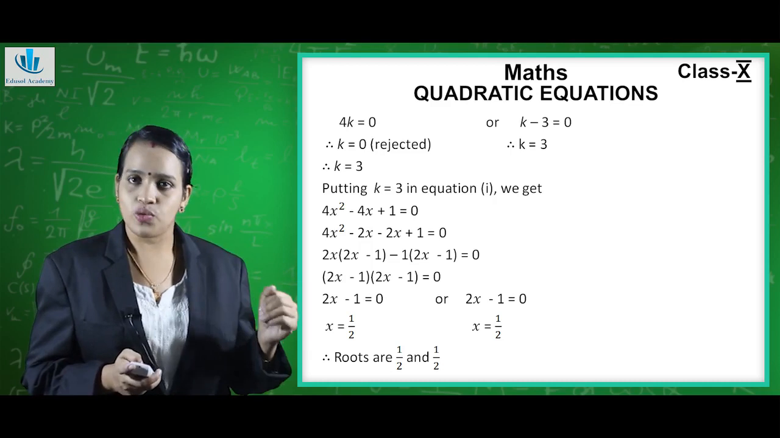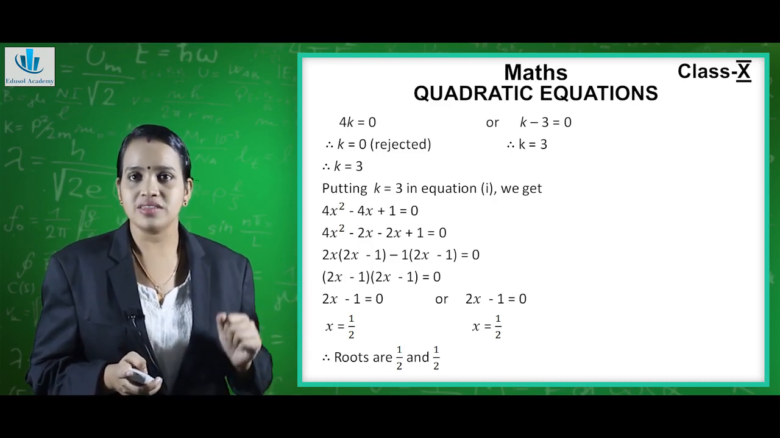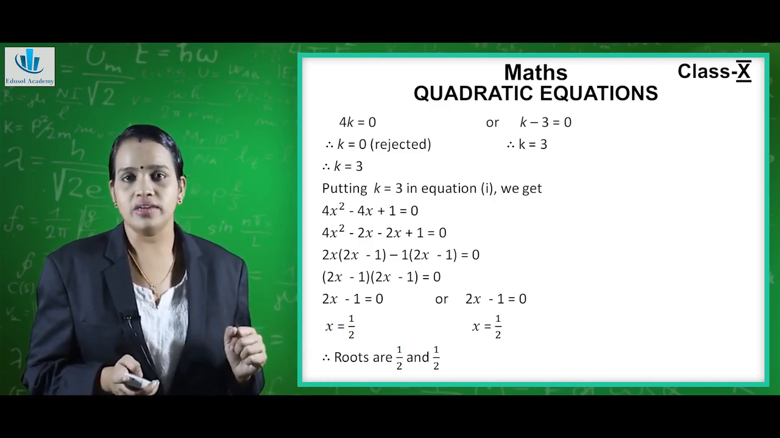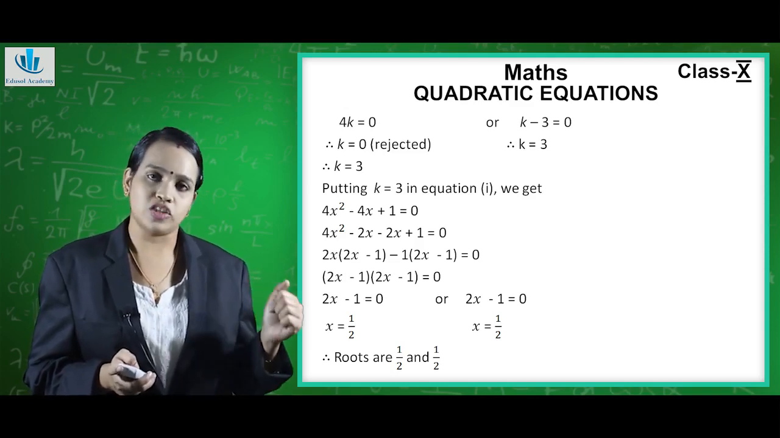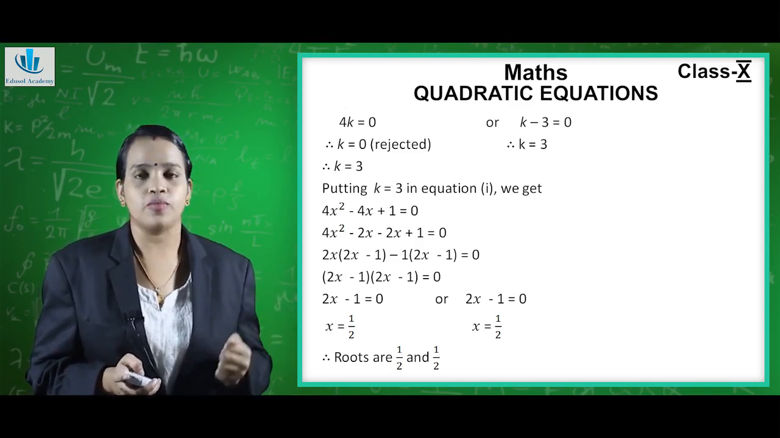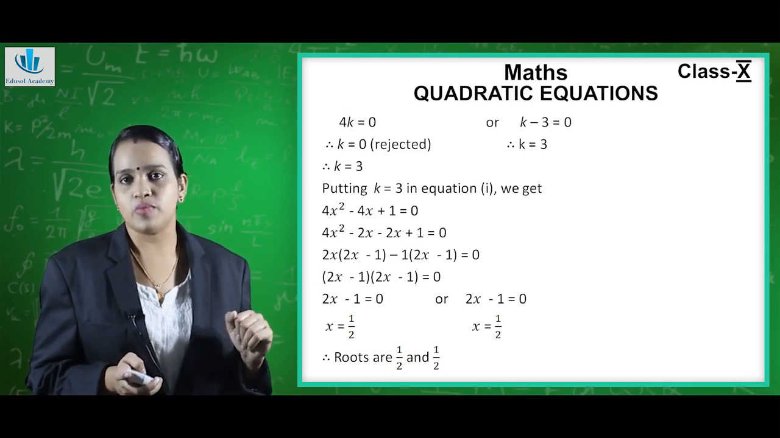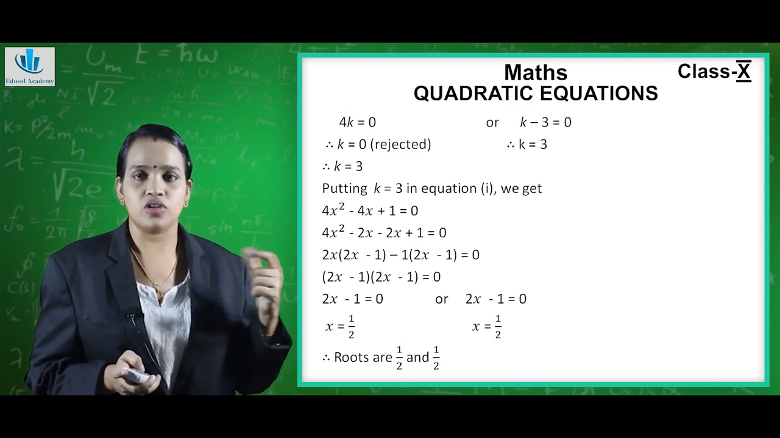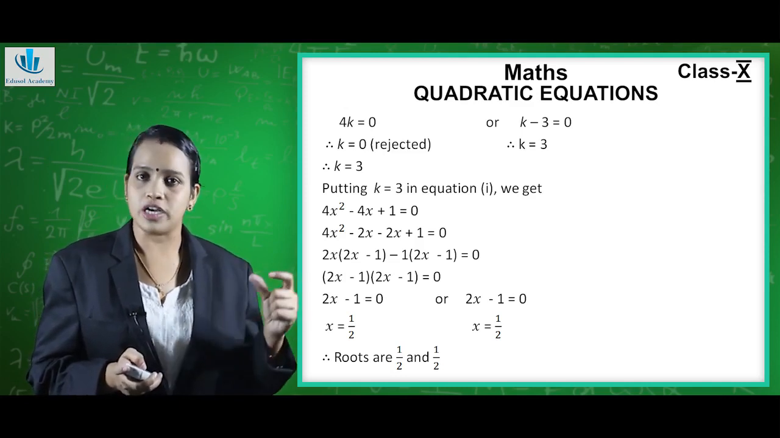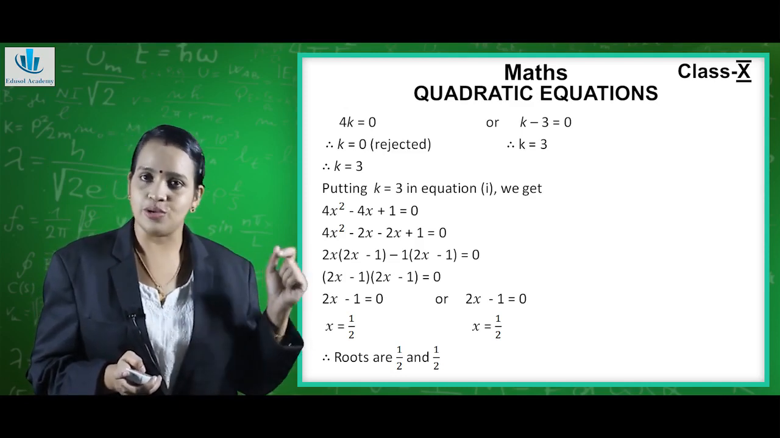Here we can take 2x as common, so it becomes 2x into (2x minus 1) minus, here we can take 1 as common, so 1 into (2x minus 1), which is equal to 0. So we can put this into brackets. It becomes (2x minus 1) and (2x minus 1), which is equal to 0.